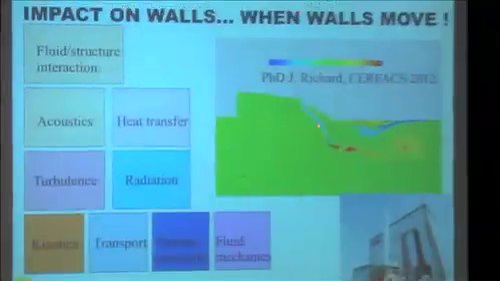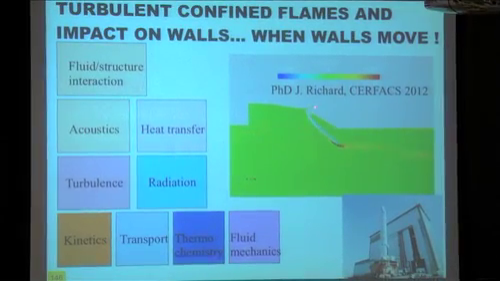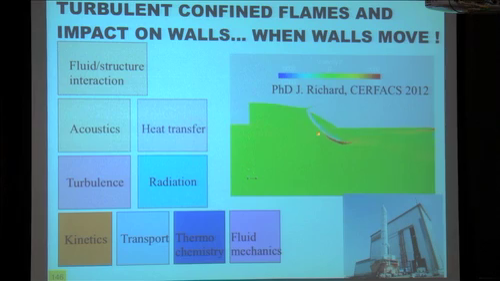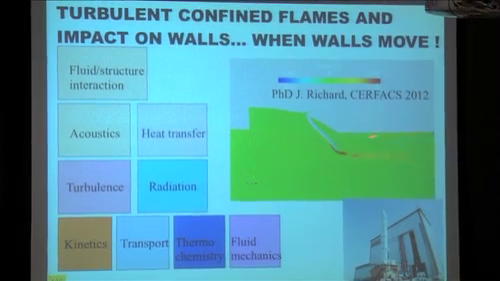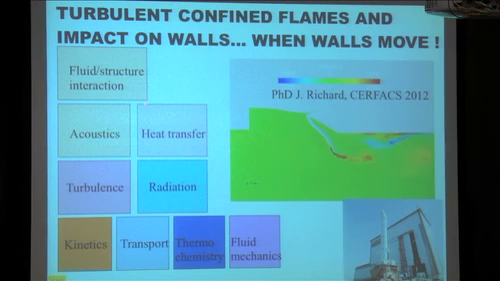Then these walls can move. That makes things even more interesting. This is an example of a solid rocket booster for the Ariane engine, and you can see this part here, which is a solid part, starts oscillating and coupling with the flow and producing additional instabilities. So you might have to worry about coupling your code with a code which does moving meshes and is coupled with the structure mechanics.